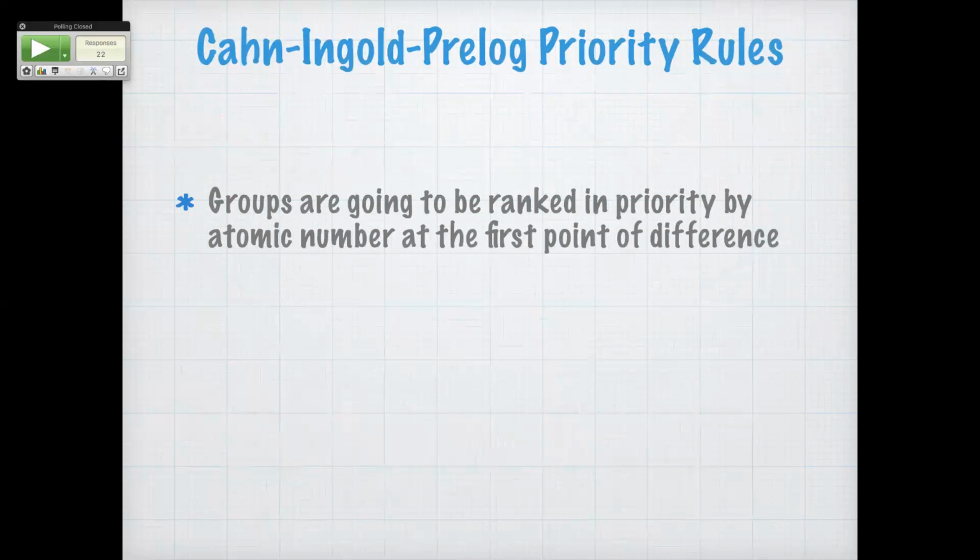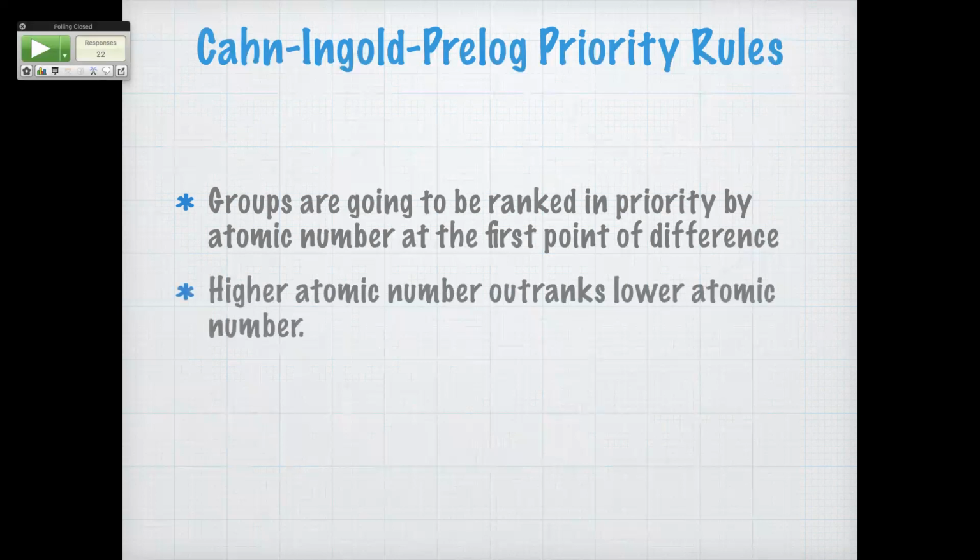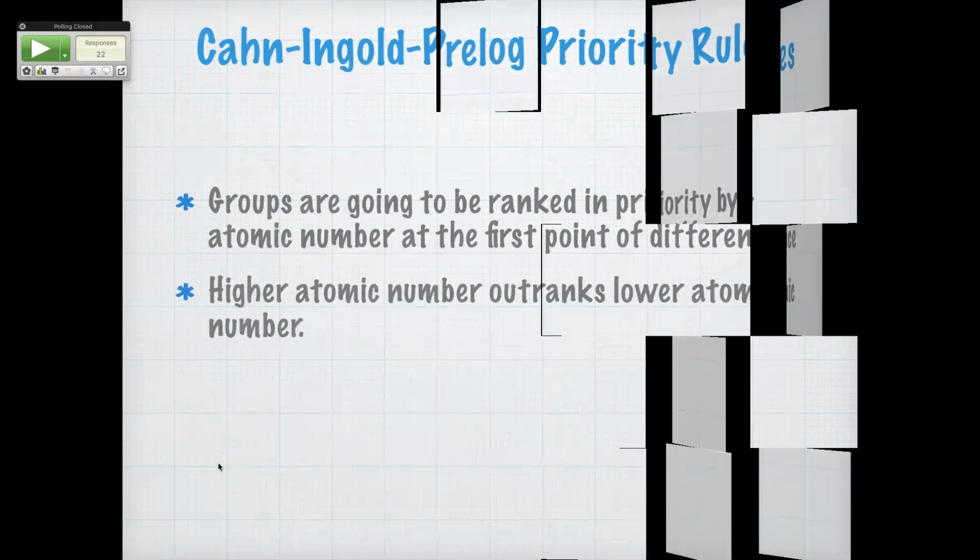So if you have a hydrogen and a chlorine, which one is higher, hydrogen or chlorine? Chlorine, because it has a higher atomic number. Hydrogen is always going to be less. You don't have to have a hydrogen though. Higher atomic number outranks lower atomic number. Higher outranks lower. Okay? Did you get that?